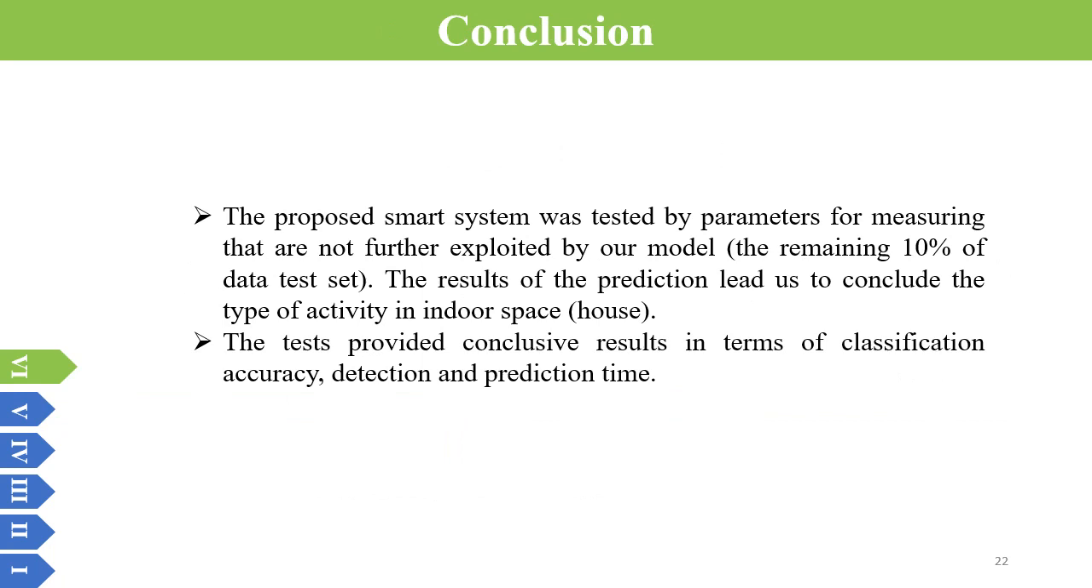Conclusion: the proposed smart system was tested with measurement parameters that were not previously exploited by our model, the remaining 10% of the data set. The result of the prediction led us to conclude that the type of activity in an indoor space, or house, gives us the best result. The test provided conclusive results in terms of classification, accuracy, detection, and prediction time.